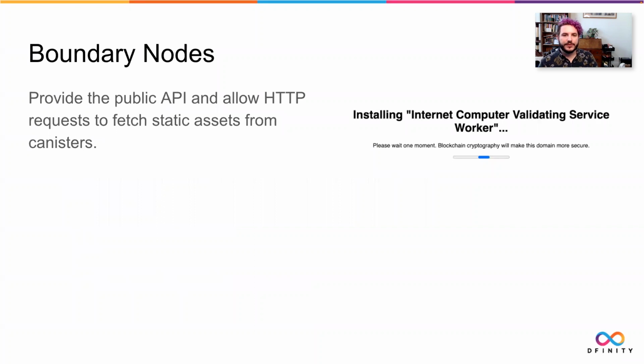So on the boundary nodes, these are responsible for providing the public API and allowing HTTP requests to fetch static assets. If you've interacted with Internet Computer stuff before, you've probably seen this installing the Internet Computer service worker. This is something that is delivered directly from the boundary nodes. It installs a service worker before interacting with the main content. And the service worker is using the JavaScript agent to make calls and validate all of the subsequent assets that you're fetching.